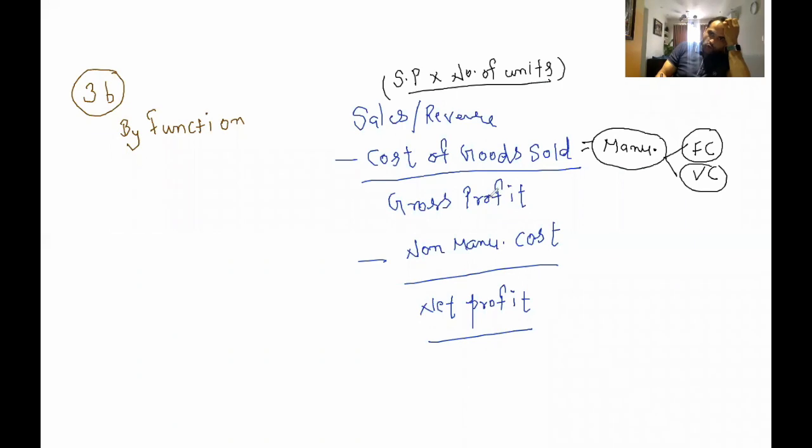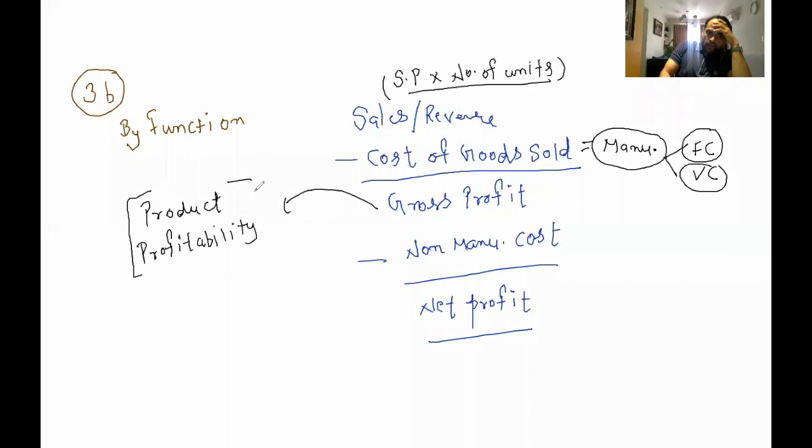Now next we have gross profit, right? What does gross profit tell us? Gross profit tells us about product profitability, all right? Product profitability means, is this product profitable to produce or not profitable to produce, right? It means we should continue our process or we should stop processing the product because it is making a loss.